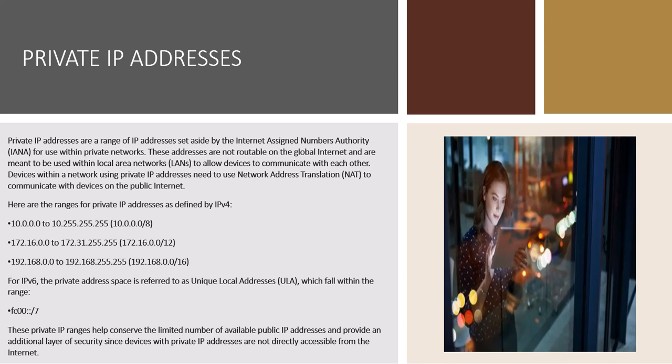As we said, private IP addresses are a range of IP addresses set aside by IANA. IANA is the authority, the Internet Assigned Numbers Authority, for use within private networks. These addresses are not routable on the global internet and are meant to be used within local area networks to allow devices to communicate with each other. Devices within a network using private IP addresses need to use NAT, which is Network Address Translation, to communicate with devices on the public internet.